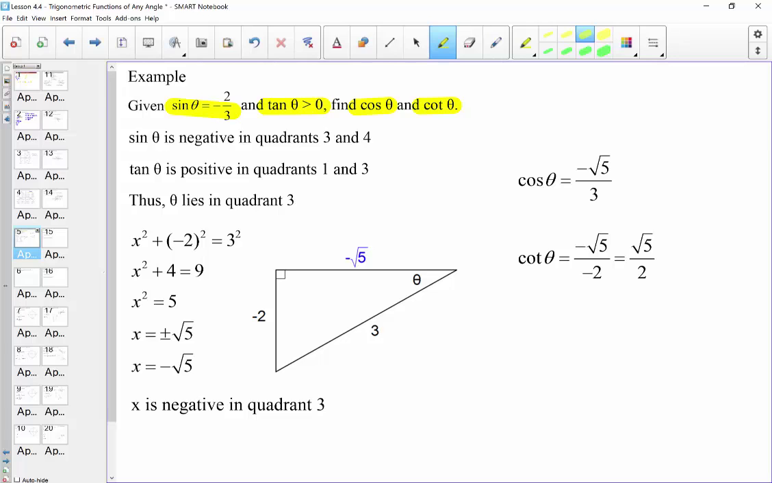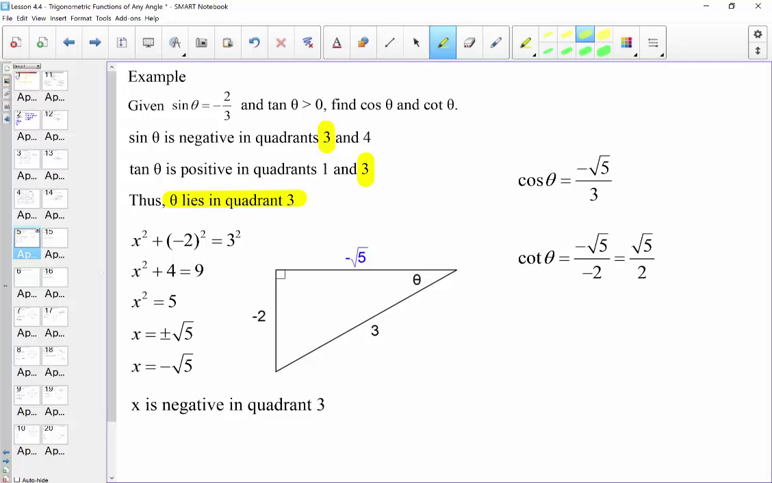Note that the sine of theta is negative in quadrants 3 and 4, and that the tangent of theta is positive in quadrants 1 and 3. The only quadrant in which both of these occur is quadrant 3. The sine of theta is negative in quadrant 3, and the tangent of theta is positive in quadrant 3. Therefore, theta lies in quadrant 3.